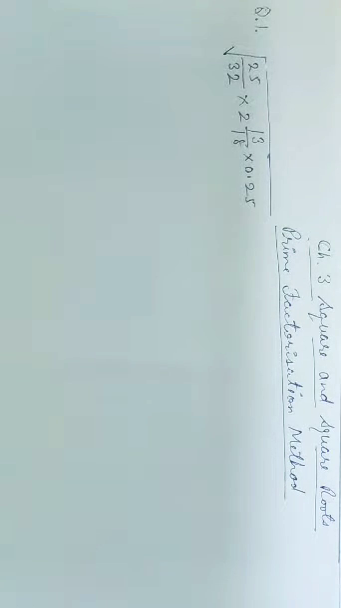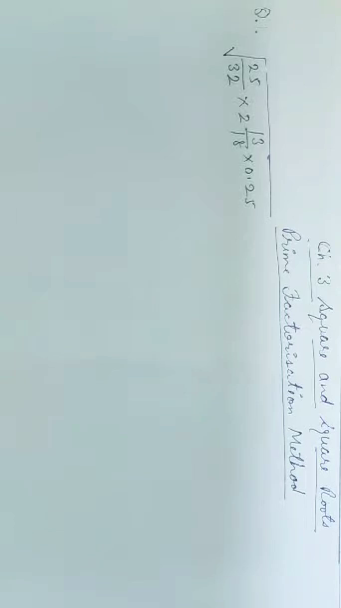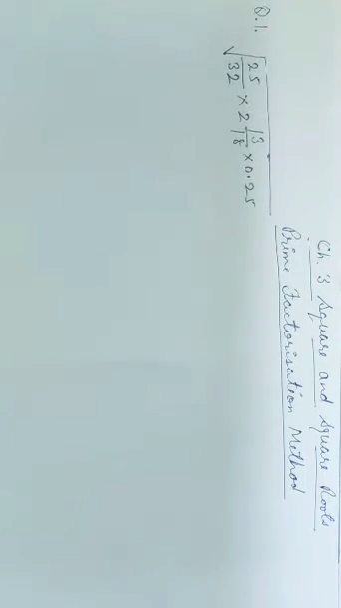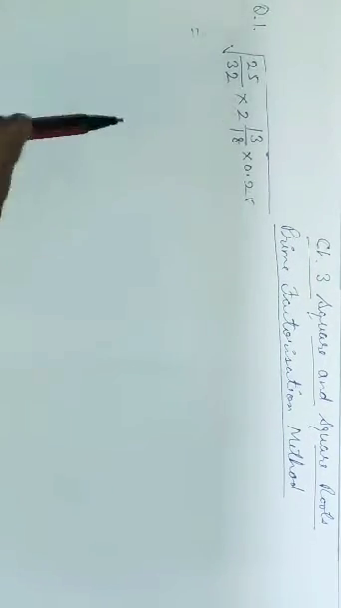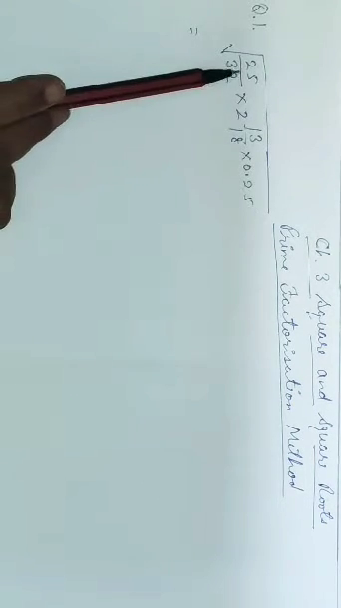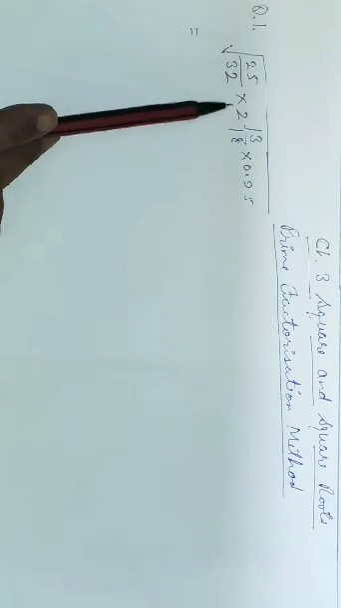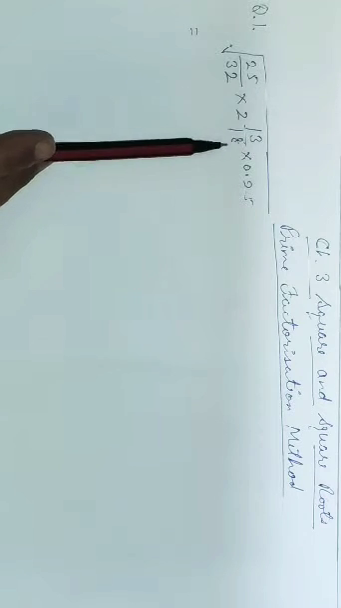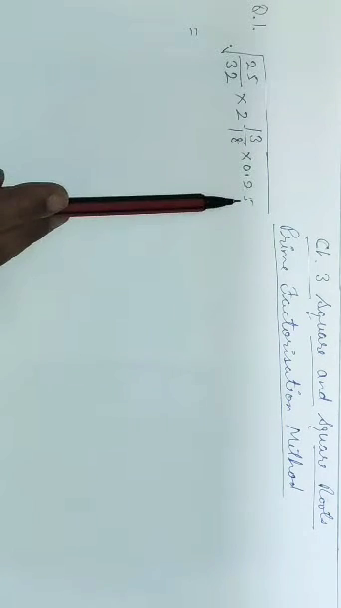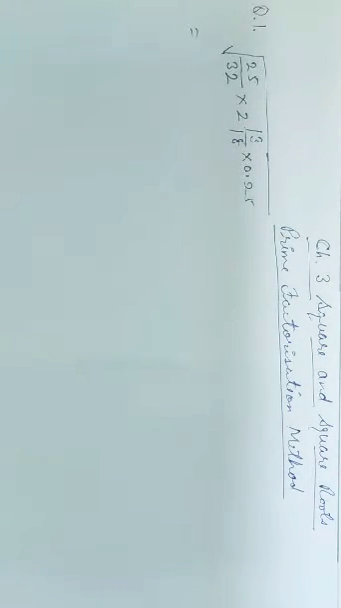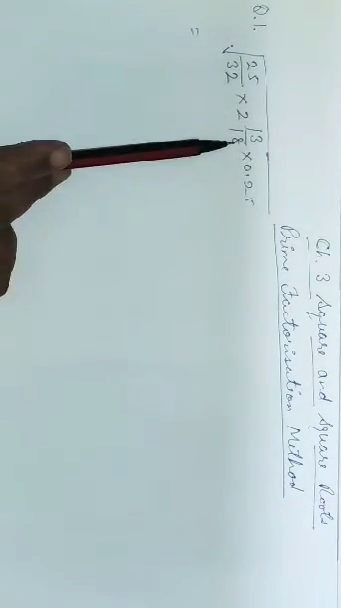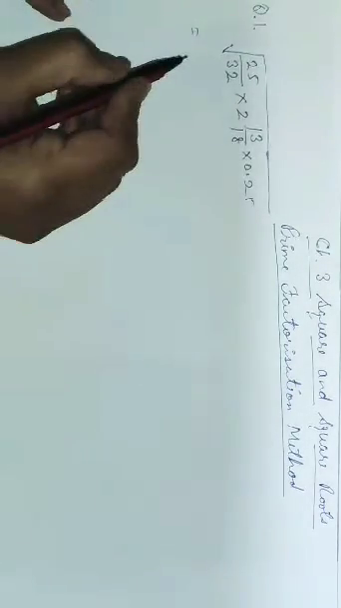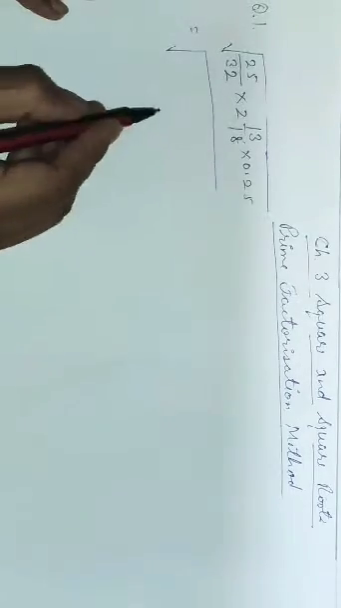Last time I told you how to find the square root of decimals and fractions. This time I am taking a mixed problem, that means a problem where we have both decimals as well as fractions. So let us see how we can solve this. This is our question. We have to find the square root of 25 by 32 into the mixed number 2 and 13 by 18, multiplied by 0.25, which is a decimal number. So we have all three types of numbers: fraction, mixed number as well as decimal. Let's see how we can solve the question.